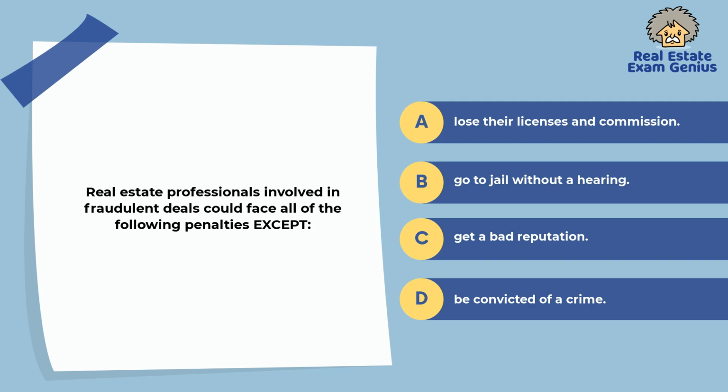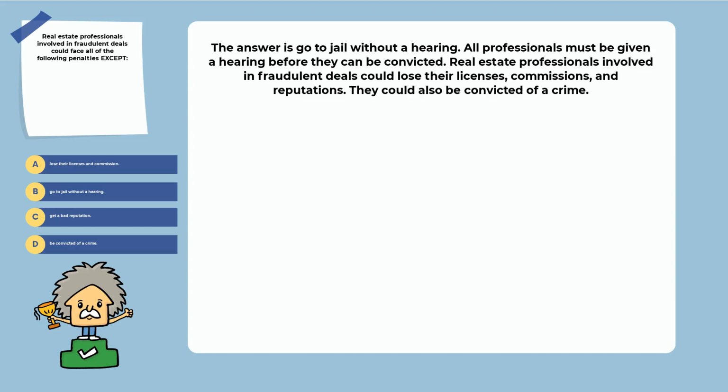Real estate professionals involved in fraudulent deals could face all of the following penalties except lose their licenses and commission, go to jail without a hearing, get a bad reputation, be convicted of a crime. The answer is to go to jail without a hearing. All professionals must be given a hearing before they can be convicted. Real estate professionals involved in fraudulent deals could lose their licenses, commissions, and reputations. They could also be convicted of a crime.